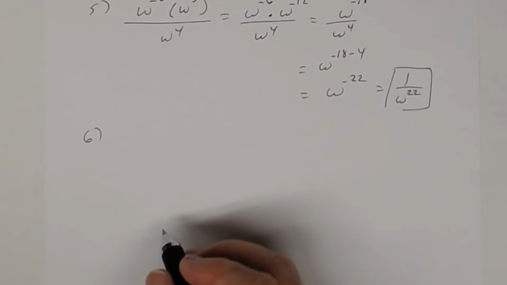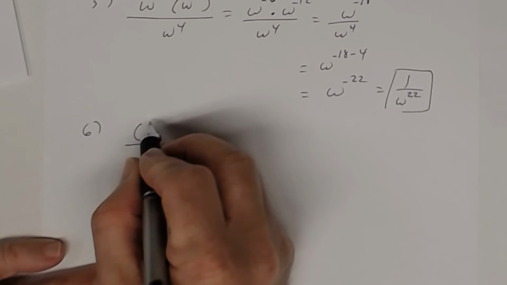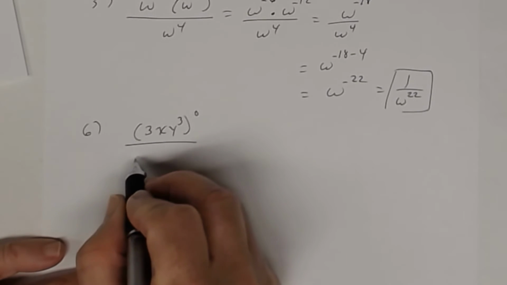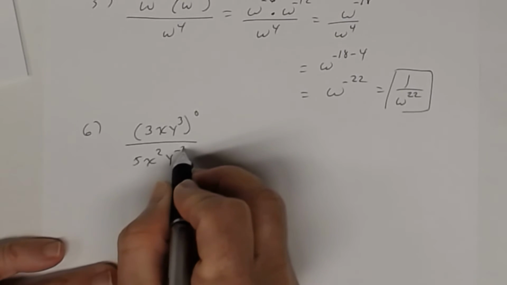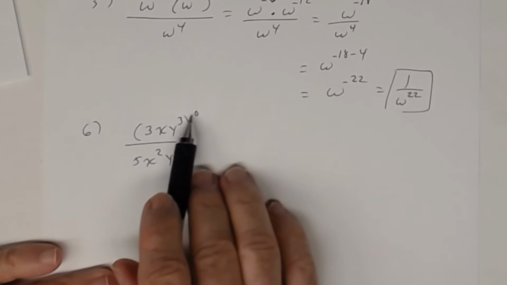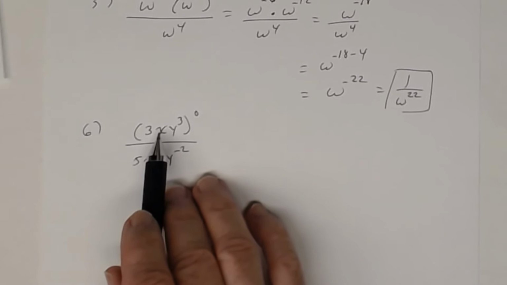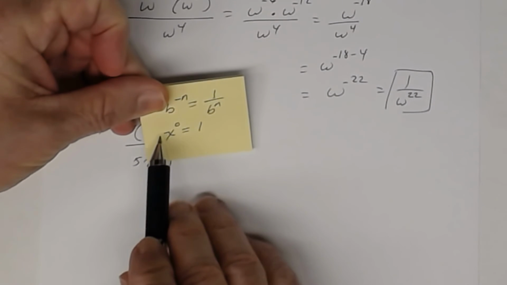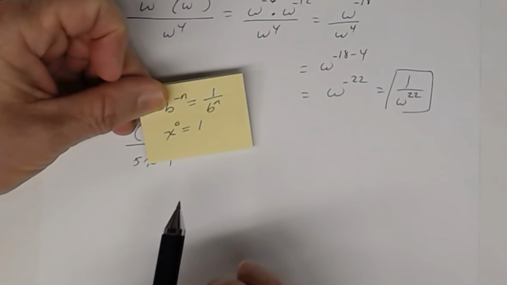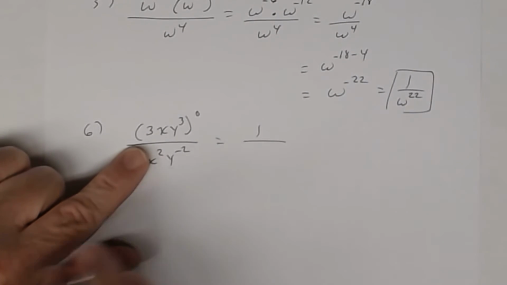Number 6. In number 6, we have in the numerator (3xy cubed) to the 0 power, divided by 5x squared y to the negative second. Okay? Now, right away, don't make this complicated. You have this whole product here being raised to the 0 power. So remember our 0 exponent rule. Whenever you have a base that's being raised to the 0 power, by definition that's understood to be 1. So all of this is being raised to the 0 power, so that's 1. Right away, the numerator is 1.